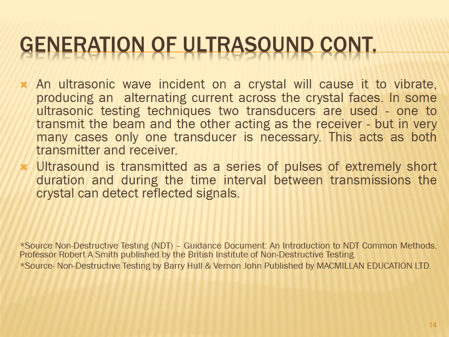When the transducer crystal vibrates at its natural frequency, wave generation is most efficient. This is determined by the dimension and the elastic constant of the material used. Hence, a 10 MHz crystal will be thinner than a 5 MHz crystal. A transducer for sound generation will also detect sound. An ultrasonic wave incident on a crystal will cause it to vibrate, producing an alternating current across the crystal faces.